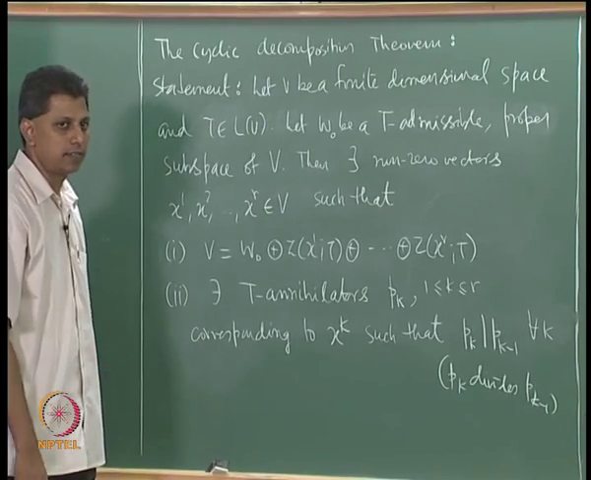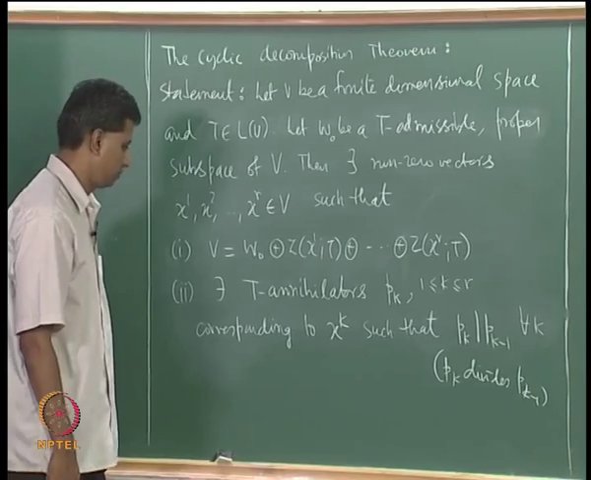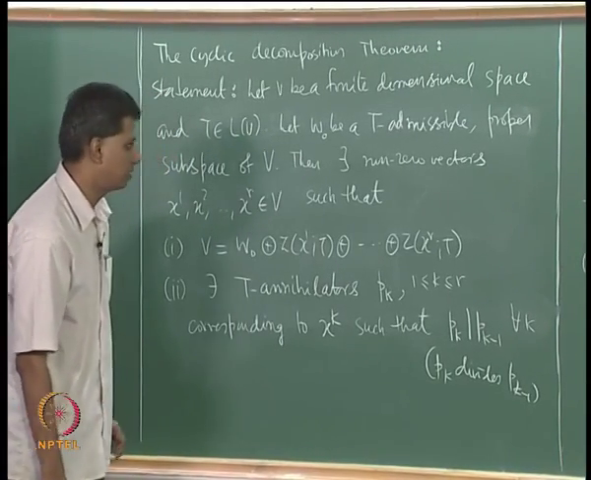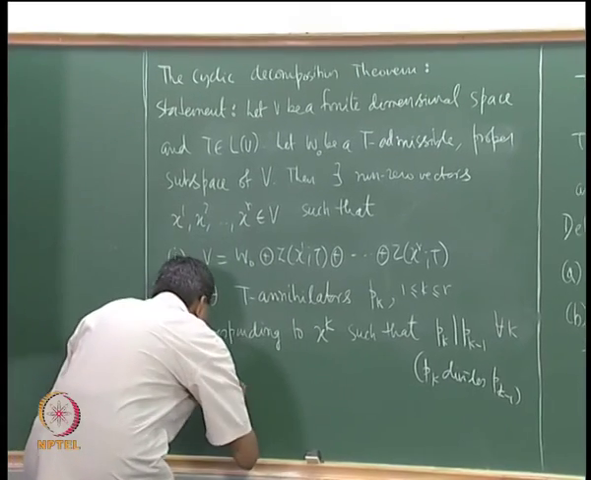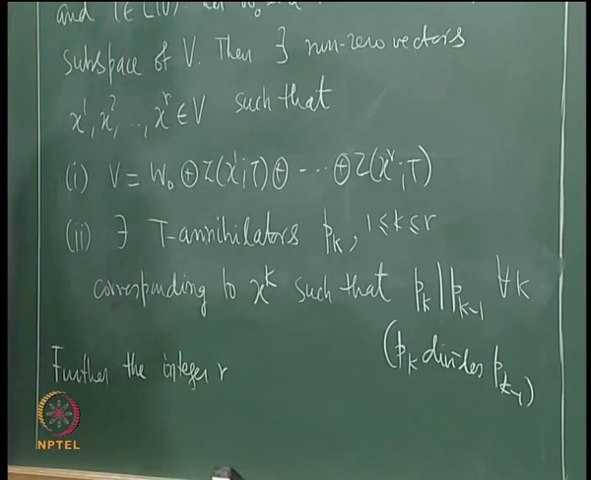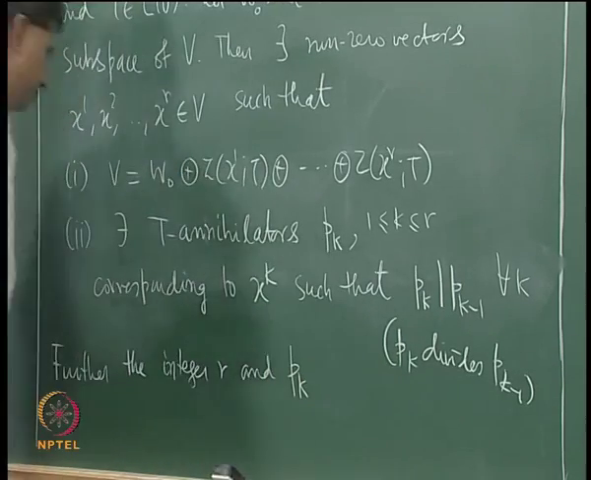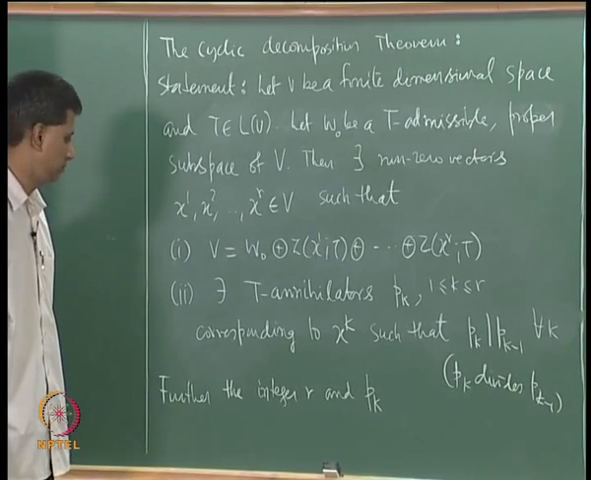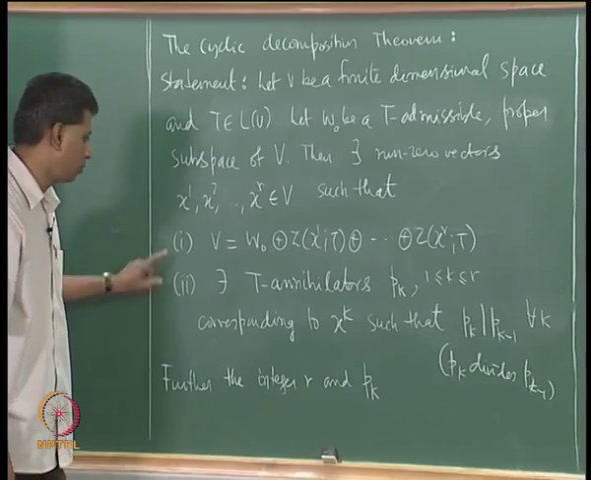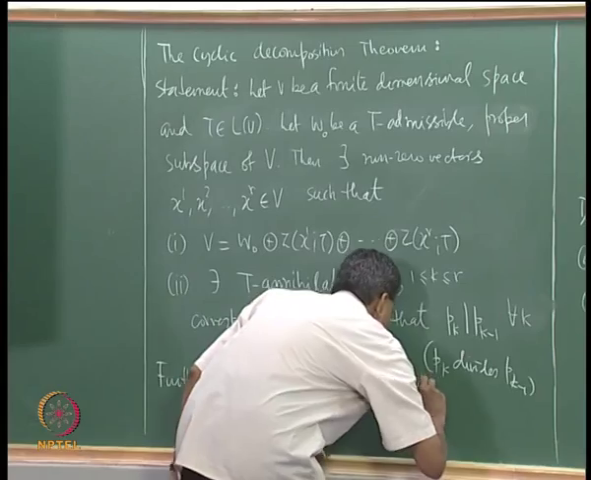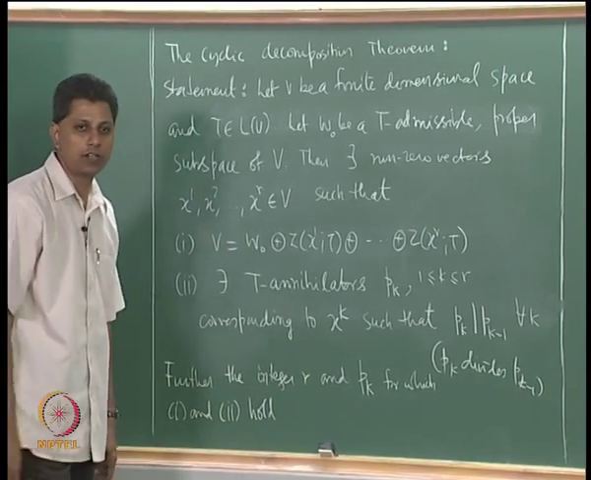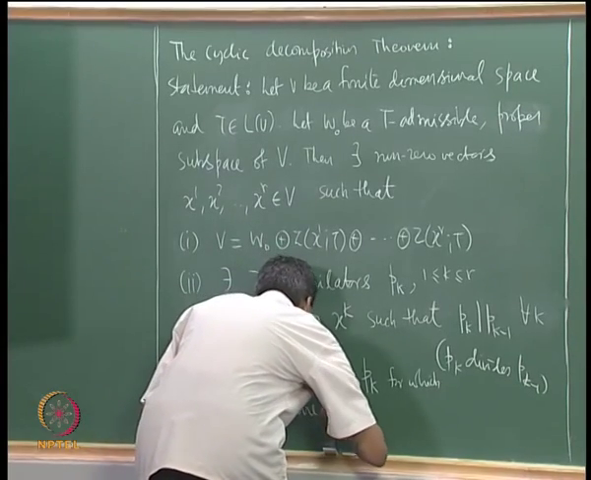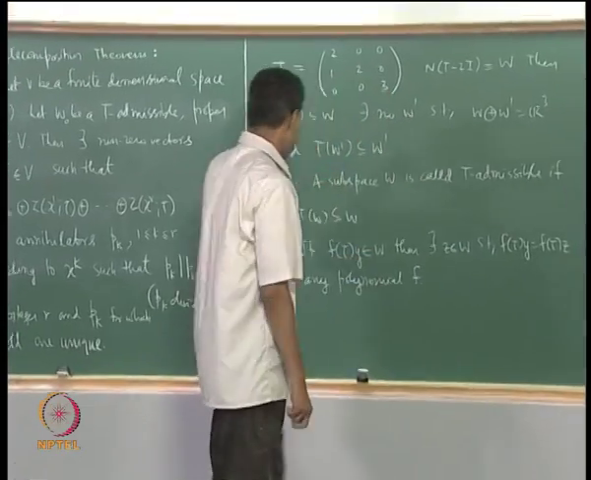The last part says that further, the integer r, that is the number of vectors x1 etc. xr, and the pk, the integer r and pk for which 1 and 2 hold, are unique. Okay, that is the complete statement.